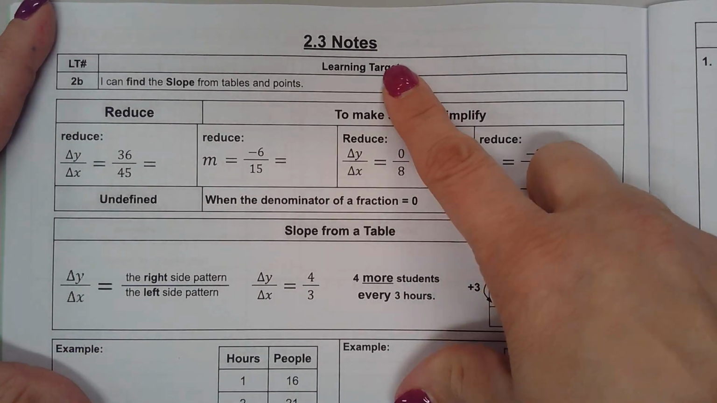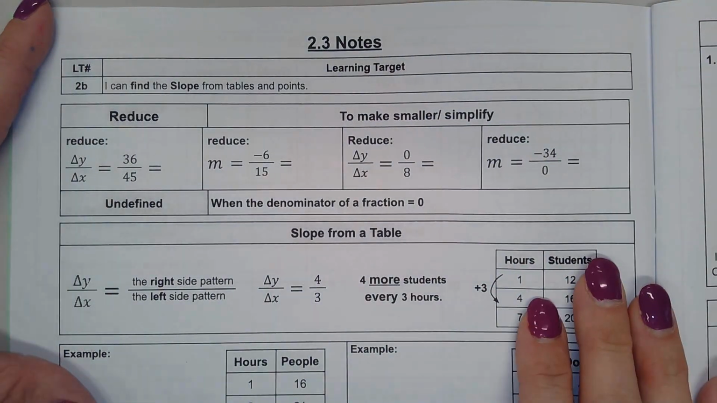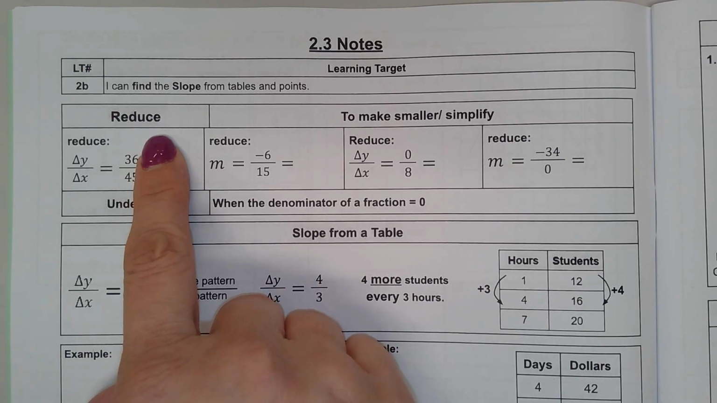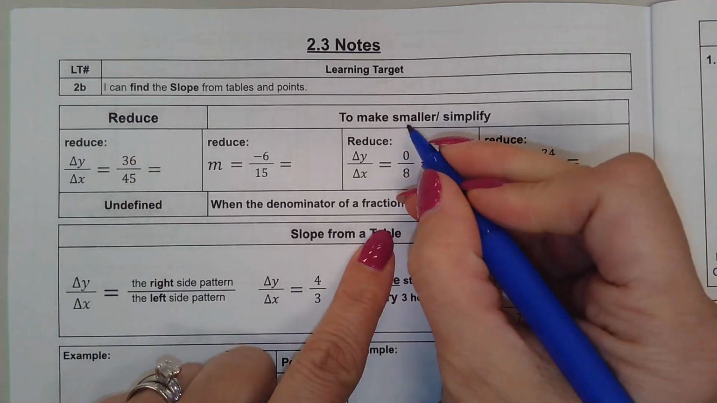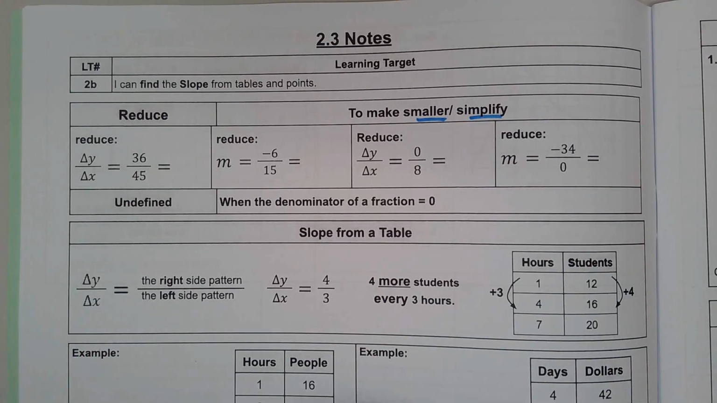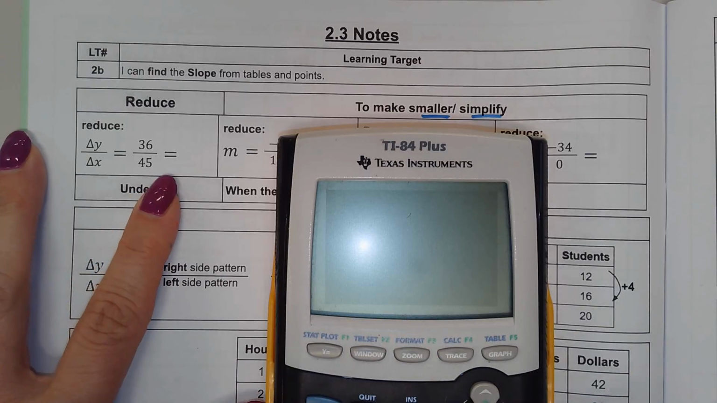All right, class, we're going to take a look at lesson 2.3, which is all about slope. First thing we want to make sure we do with our slope is reduce, which means you make it smaller or you simplify. And we're going to use our calculator for that. So you take your calculator, and I want to see you pushing these buttons.